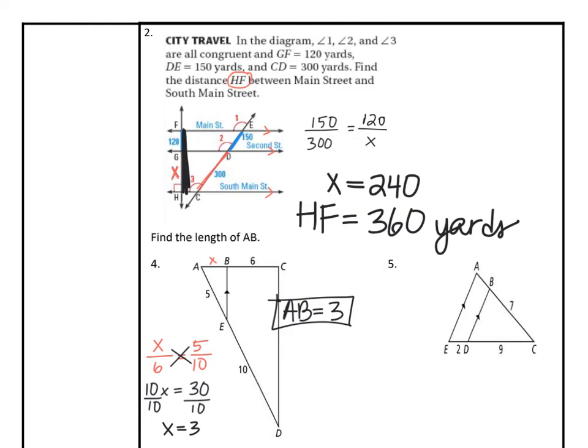Number 5, again, we're finding the length of AB, so mark that with a variable. The lines there are parallel, so we can write that x over 7 equals 7 over 9. Cross multiply and solve. 9x equals 49, and if you divide by 9, you get 5.4 repeating, which you note with a bar over the top of the 4.